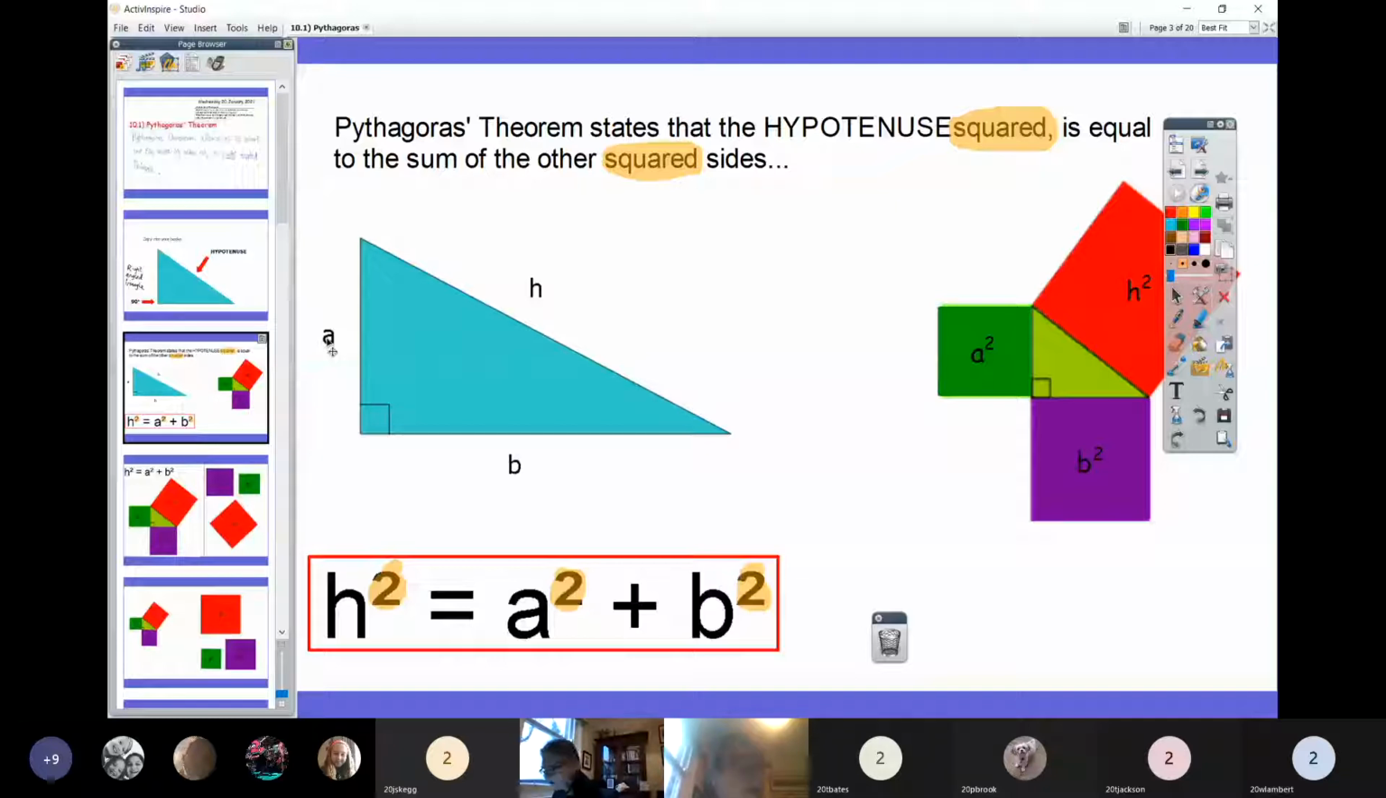So look at that little diagram on the right. If you imagine drawing a square off each of the sides, if you cut out that dark green square and that purple square and then cut them up into bits and pieces with scissors, they would exactly fit on that red square. We will do that in lessons if we have the time, but I don't think it's practical when we're doing it remotely, because it's quite fiddly and I need to come around and help you a lot with the cutting out and sticking. So we'll save that for another time.